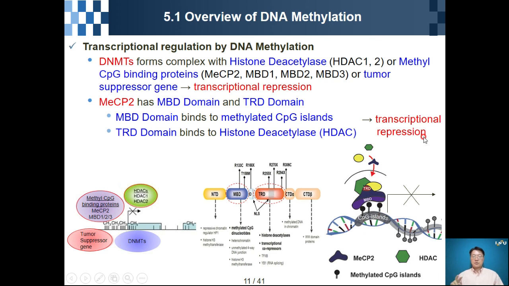So there are two mechanisms. In one mechanism, DNMT itself forms a complex with HDAC, methyl CpG binding proteins, or tumor suppressors, so it will induce transcriptional repression. Or MECP2 itself has the MBD and the TRD domains. After it binds to the CpG islands, it will recruit HDAC, and after that there will be transcriptional repression.